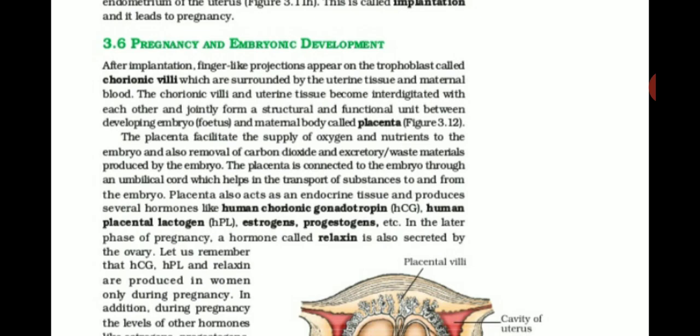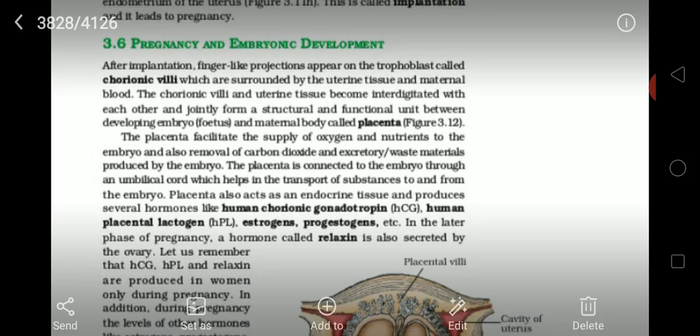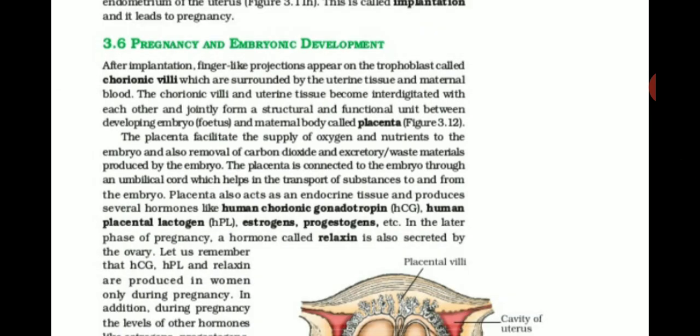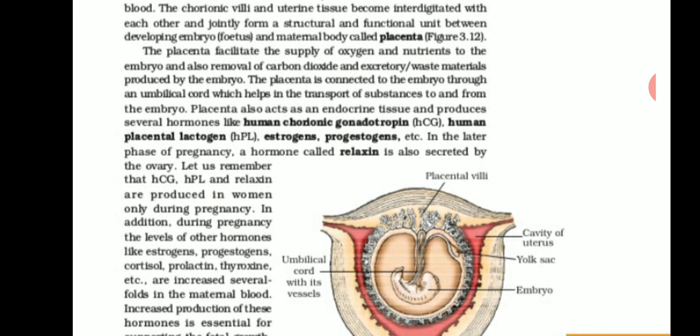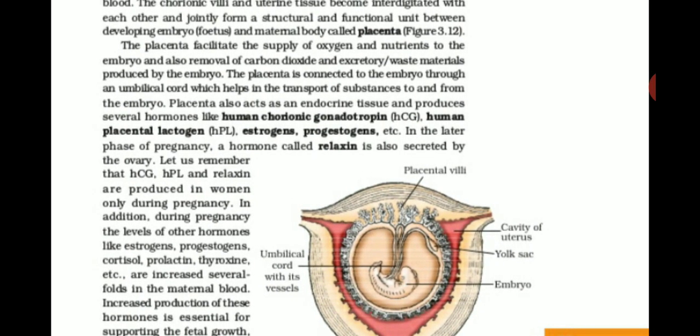ठीक है, तो placenta क्या? It is a connecting link between mother and baby. It forms by the chorionic villi and the uterine tissue. The placenta facilitates the supply of oxygen and nutrients to the embryo and also removal of carbon dioxide and excretory waste material produced by the embryo. The placenta is connected to the embryo through an umbilical cord which helps in the transfer of substances to and from the embryo.